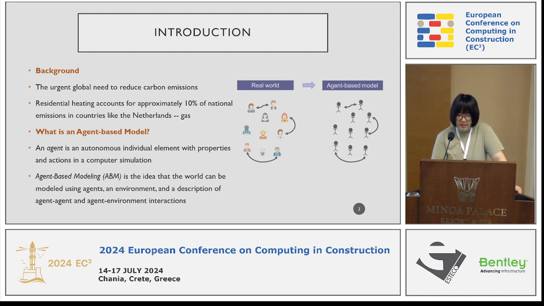Let me introduce agent-based models. An agent is an autonomous individual element with properties and actions in a computer simulation. An agent-based model is the idea that the world itself can best be modeled by using agents and environments and descriptions of agent and agent-environment interactions. The concept of agent-based modeling is one of the best ways to describe the complex systems that we see around us.